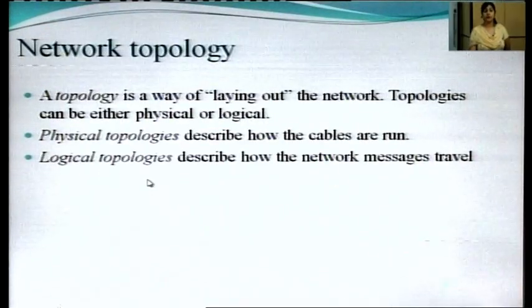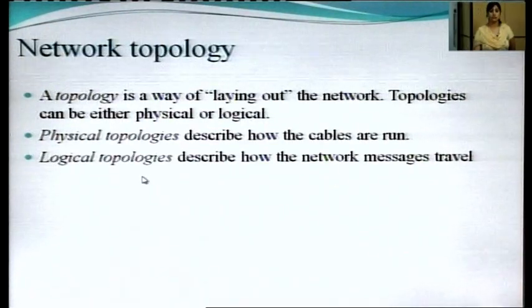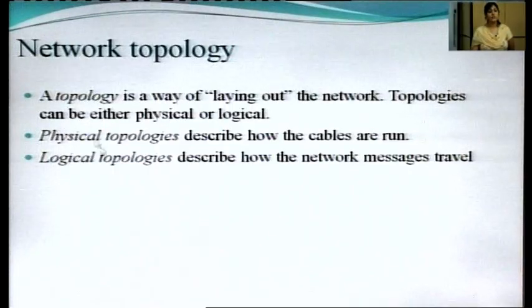Now, how can you connect two computers with each other? There are different ways we can attach many computers with each other. These ways are called topologies. A topology is a way of laying out the network, meaning how you can form a network. Topologies can be either physical or logical. Physical topologies describe how the cables are run, and logical topologies describe how the network messages pass.